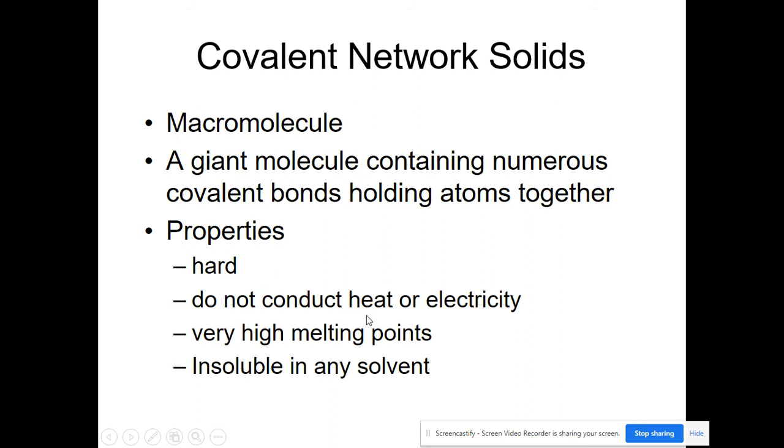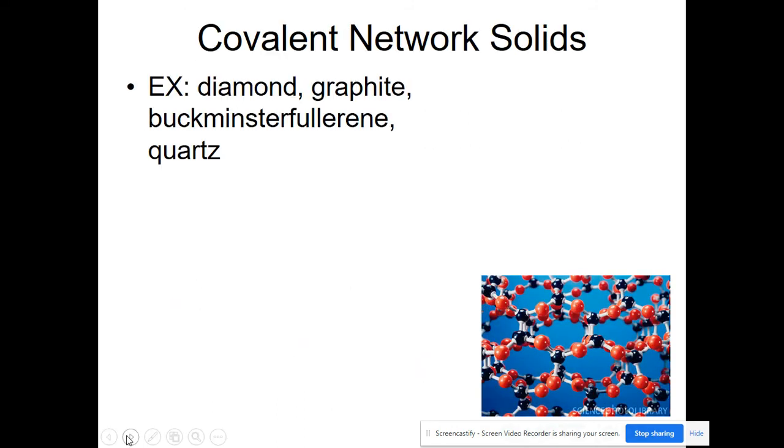These do not conduct heat or electricity, and they have extremely high melting points, and they're insoluble in pretty much any solvent. So some of these you're going to be familiar with. Examples of covalent network solids are going to be diamonds, graphite in your pencil. There's a special type of molecule called Buckminster fullerene. I'll show you a picture of it, and also quartz.